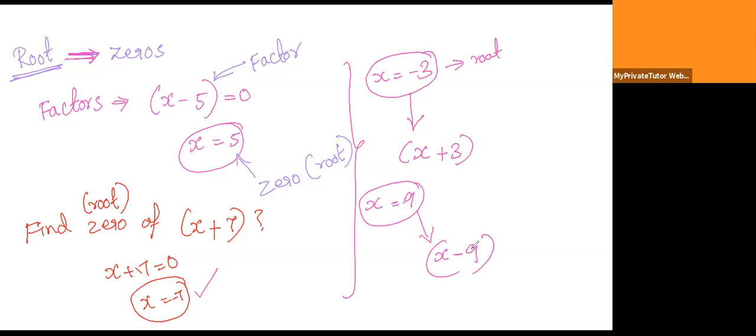How to find the zeros? Equate to 0, we will get x equals minus 7. So minus 7 is a root. I hope everyone understands now. Anybody has any questions? No, sir.